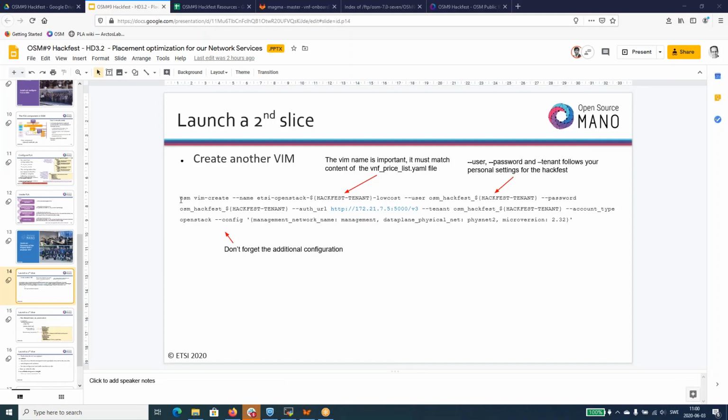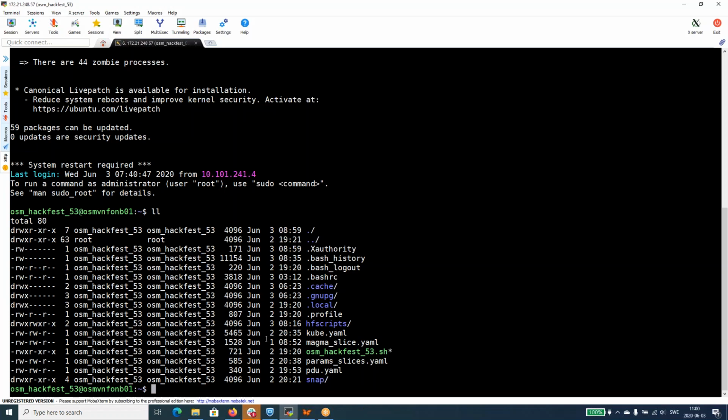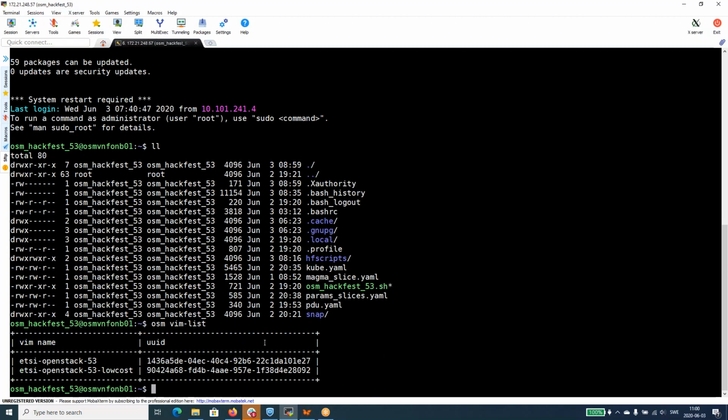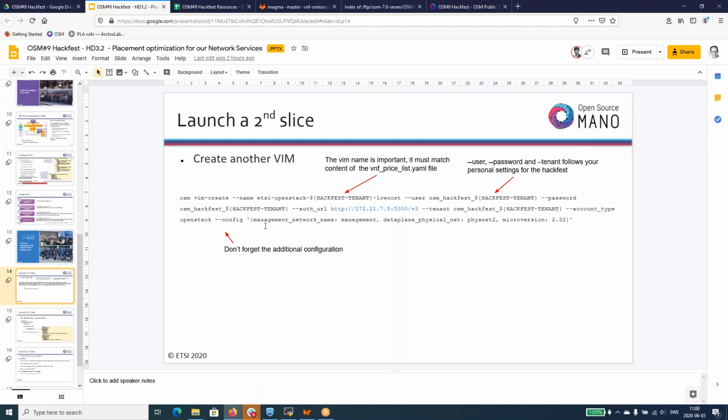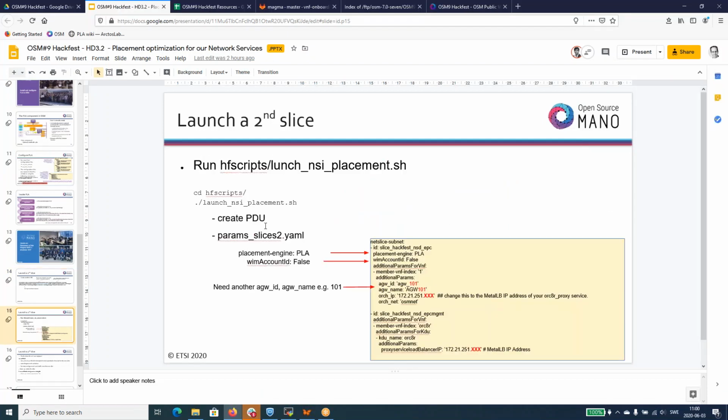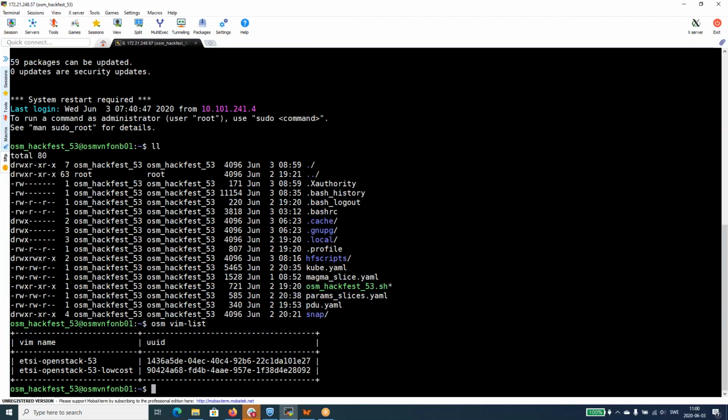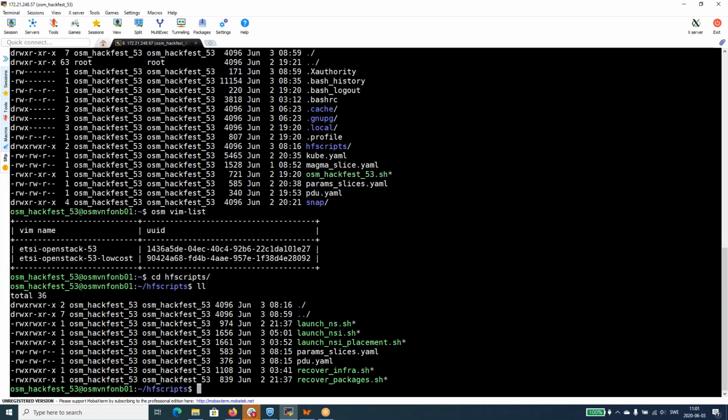In order to create another VIM, you should give this command. It should be possible to copy and paste from the presentation that has been shared. I think for this tenant, it is already created, so you can go ahead and do this. When we have a second VIM, we should have a look at the Hackfest script. There should be a launch NSI placement.